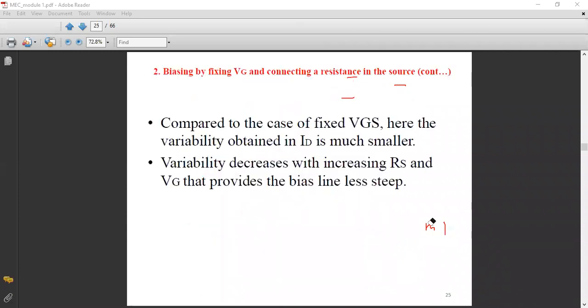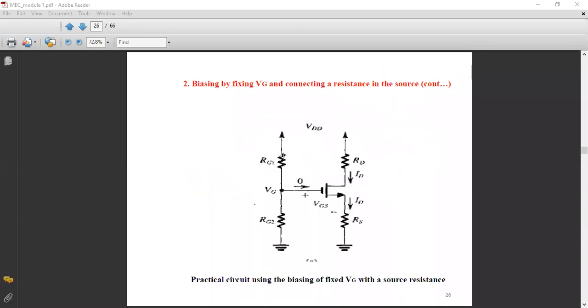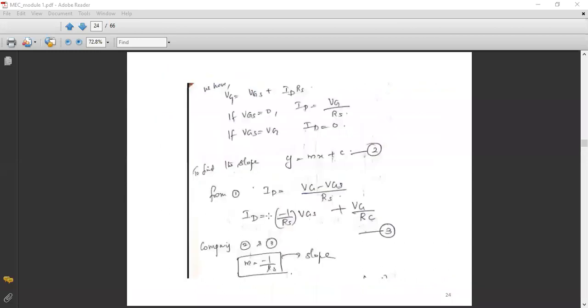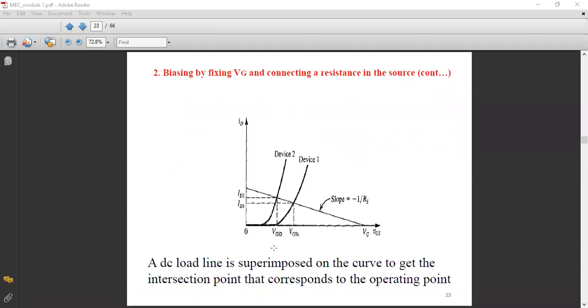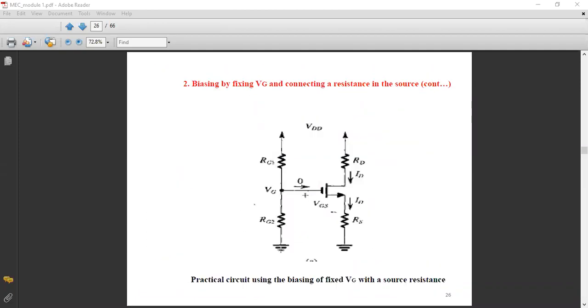And if we want to realize the circuit more practically, then we had gone with this particular circuit. That is, I have connected a potential divider network comprising of two resistances RG1 and RG2, which will fix the gate voltage VG. In the previous diagram, I just showed VG at the gate terminal, but how are we going to fix that VG? By using the potential divider network comprising of the two resistances RG1 and RG2. Is that clear for you?